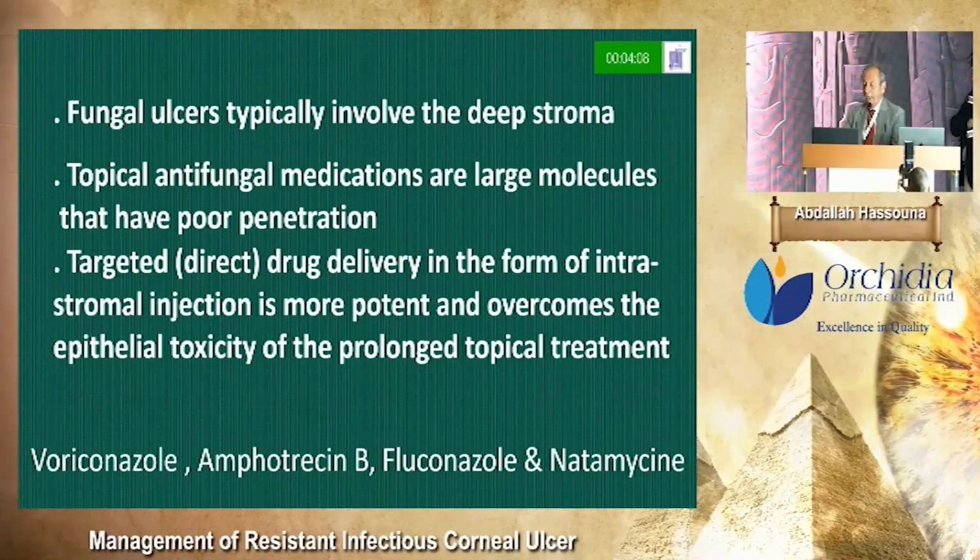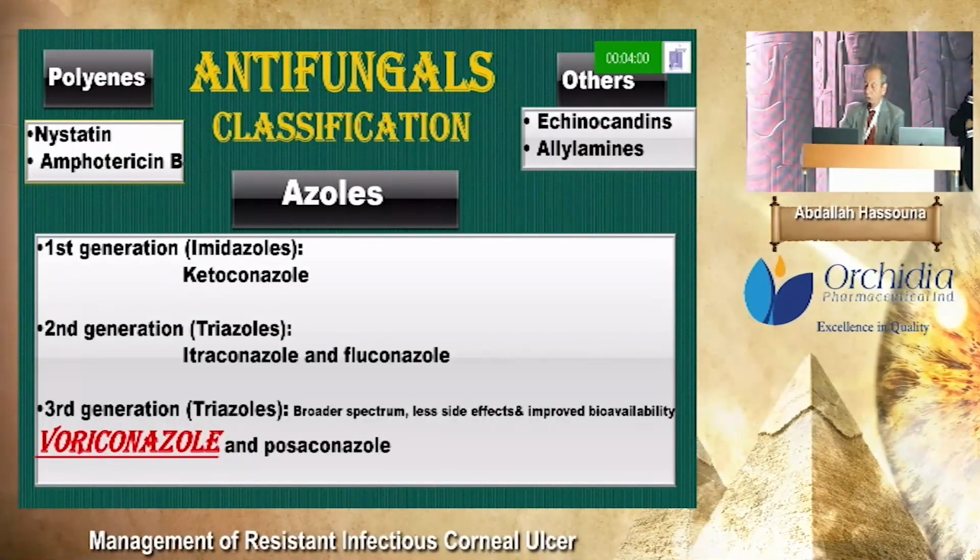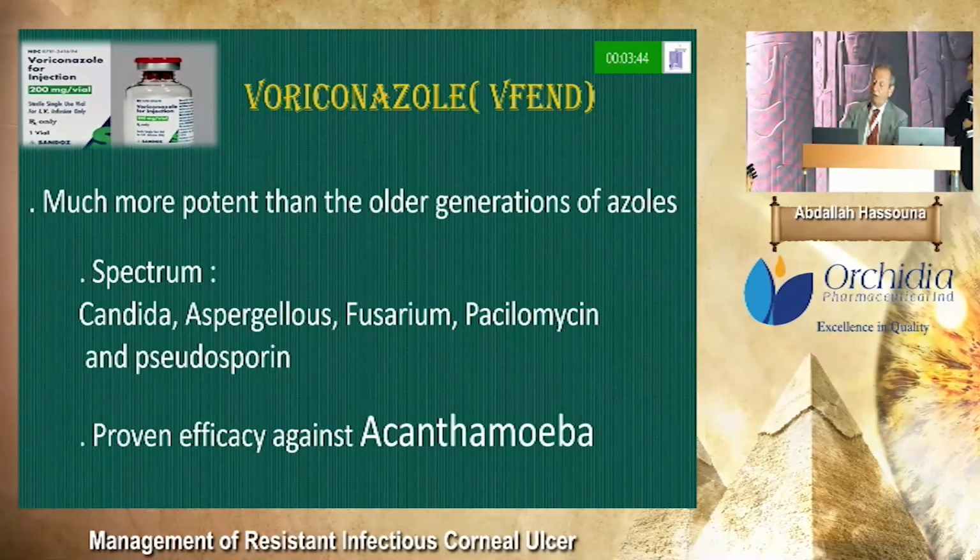And we all know the antifungal medications that we have on the market, but voriconazole seems to be the most potent one. These are the types of medication that we have. Not all of them are used in ophthalmology, but we know fluconazole, Diflucan, and voriconazole, Vfend. So how do we prepare this intrastromal injection?